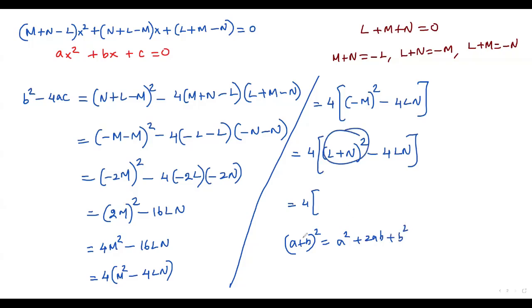So here, comparing this and this, at the place of a we have L, at the place of b we have n. So in this expansion on the right side, at the place of a we have to write L, and at the place of b we have to write n. Okay, let me do it.